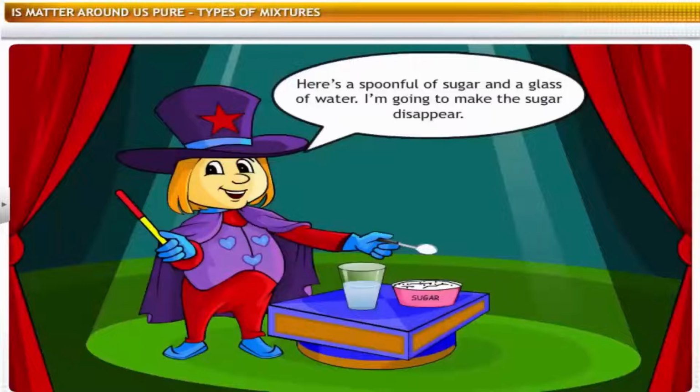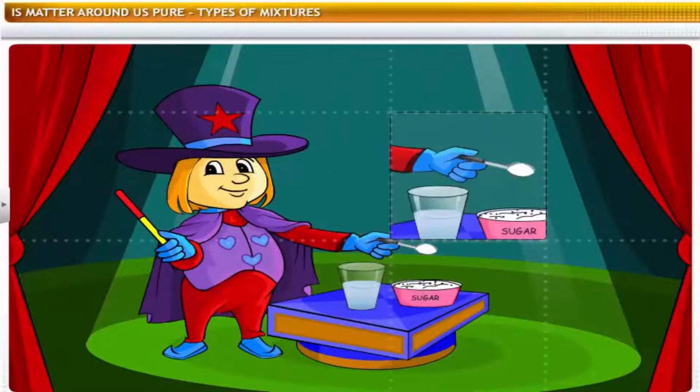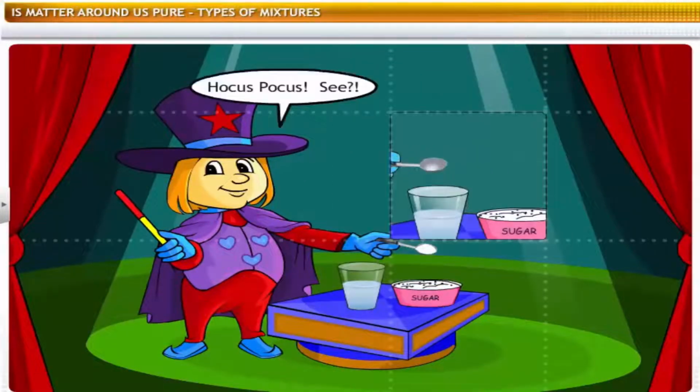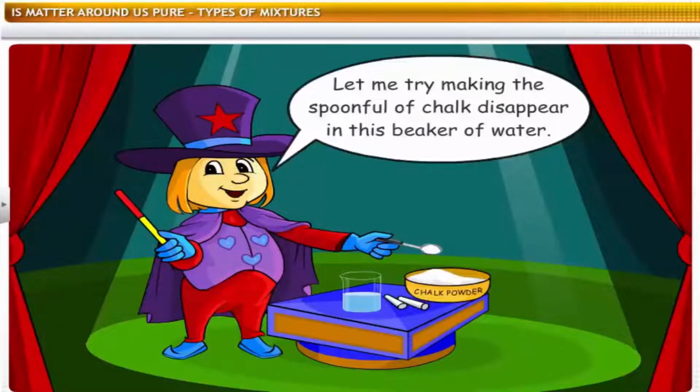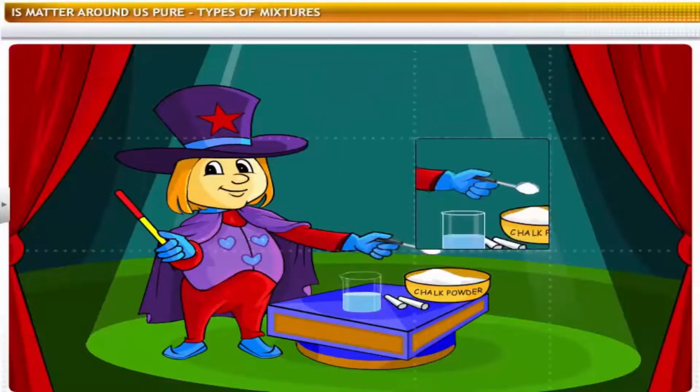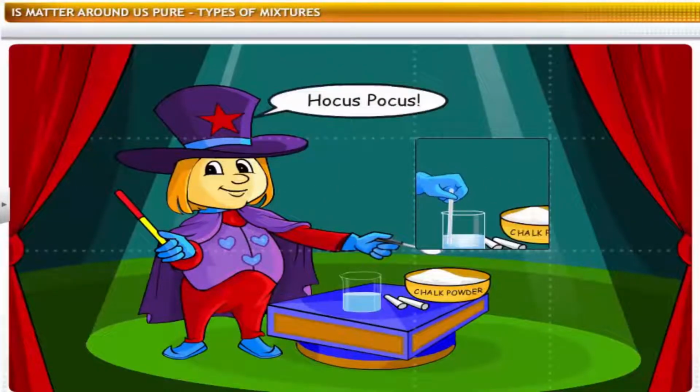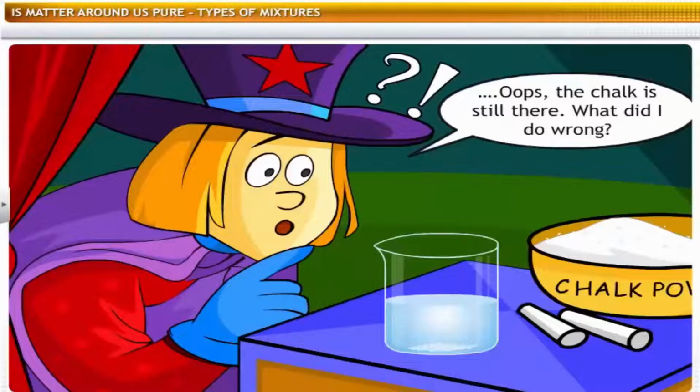Here's a spoonful of sugar and a glass of water. I'm going to make the sugar disappear. Hocus pocus. See? Let me try making the spoonful of chalk disappear in this beaker of water. Hocus pocus. Oops! The chalk is still there. What did I do wrong?